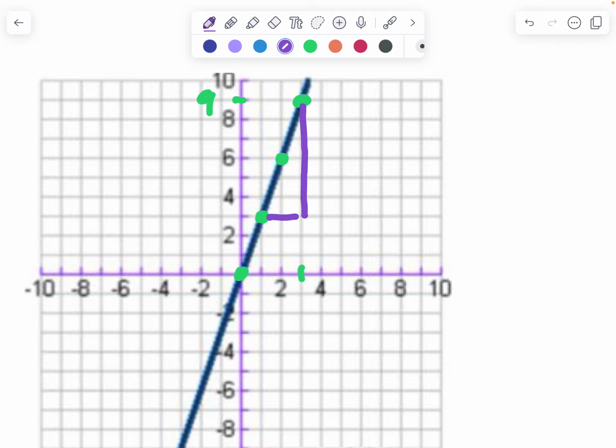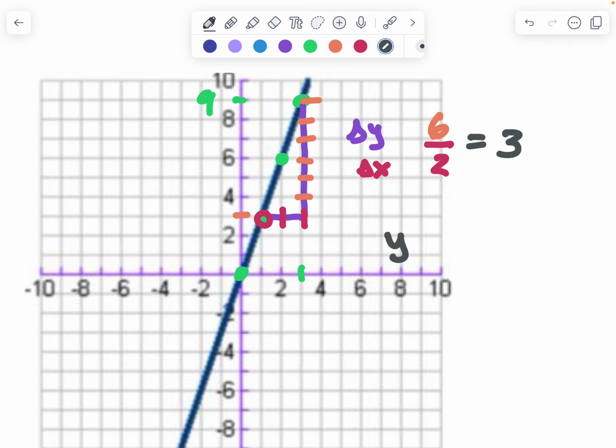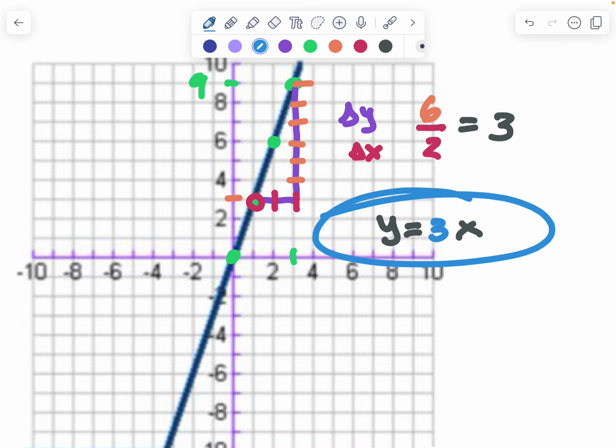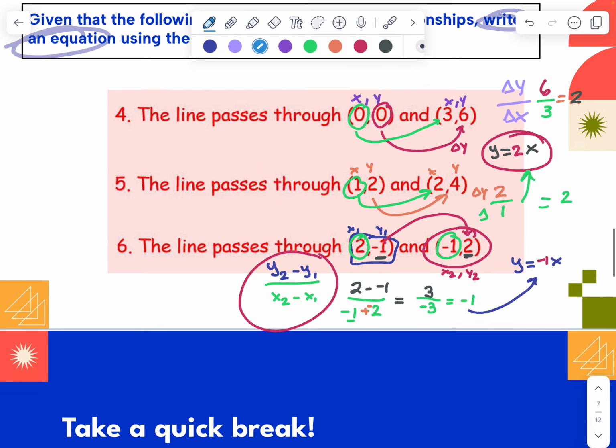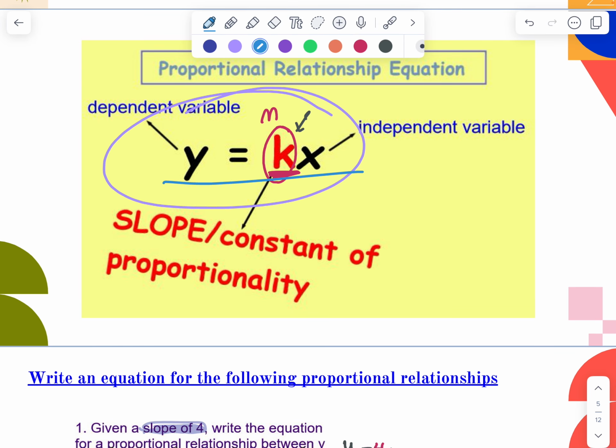So if I pick those 2, the vertical part of that triangle is my change in y: 1, 2, 3, 4, 5, 6. I go from 3 to 9, a change of 6. My x's start here, change 1, change 2. There's my run. My slope is 3. So here comes my equation. Just plop 3 in for k. Y equals 3 times x. I'm using this format every single time.